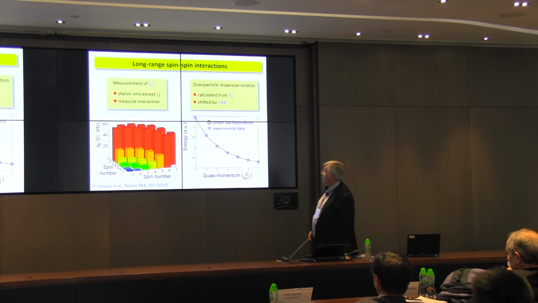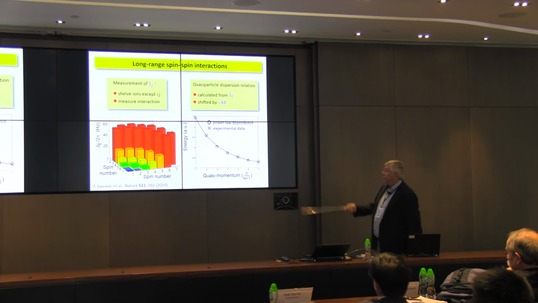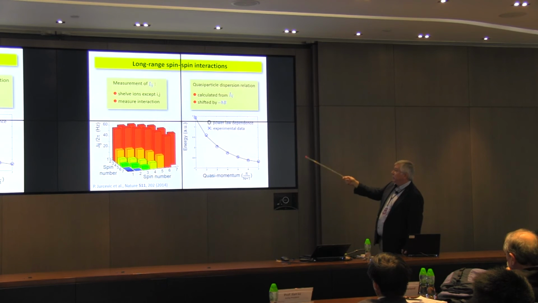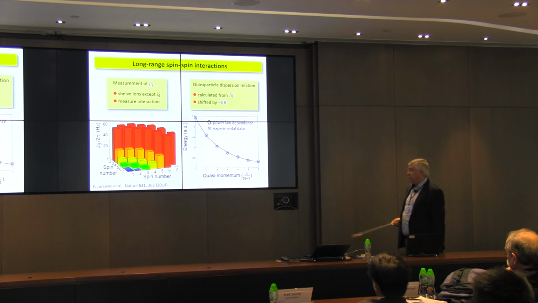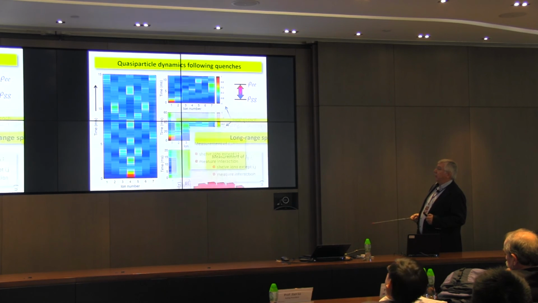This is given here. And this really follows very nicely this power law dependence, as you can see. The circles are the power law dependence and the X's are the experimental data that we determined. So that seems to be perfectly fine.